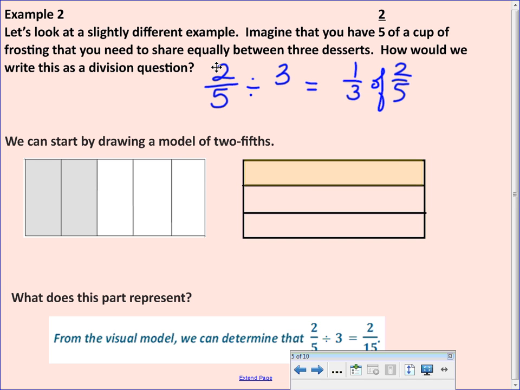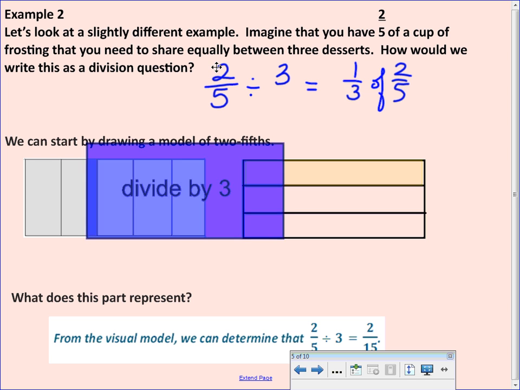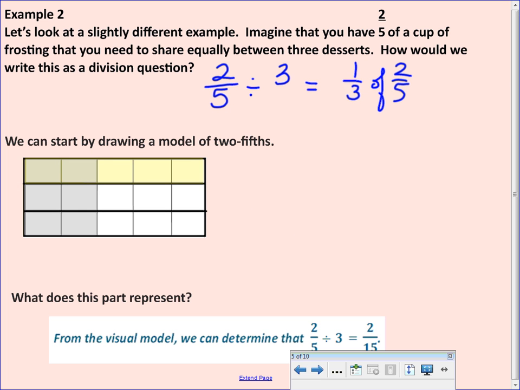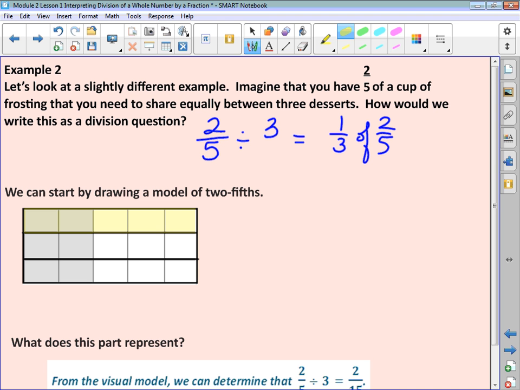So here is my whole. Don't do anything yet. Here's my whole, and it's broken into thirds, and I shaded in 1/3. Is everybody okay? I need you to come with me. I need only 1/3 of those 2/5. So where can I see the 1/3? Here's my 1/5, and here's my 2/5. My 2/5, I only need 1/3 of those. That's 1/3.